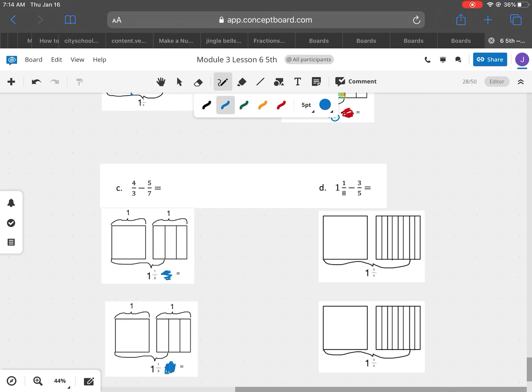All right, so we start off with 1/3, and you might be going, how do you know it's 1/3? Well, 4/3 is equal to 1 and 1/3. How do I know? Because 4 divided by 3 is equal to 1, remainder 1.